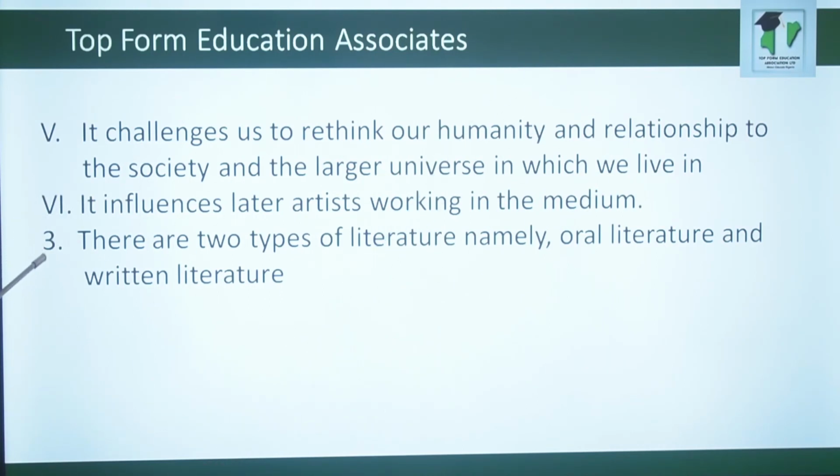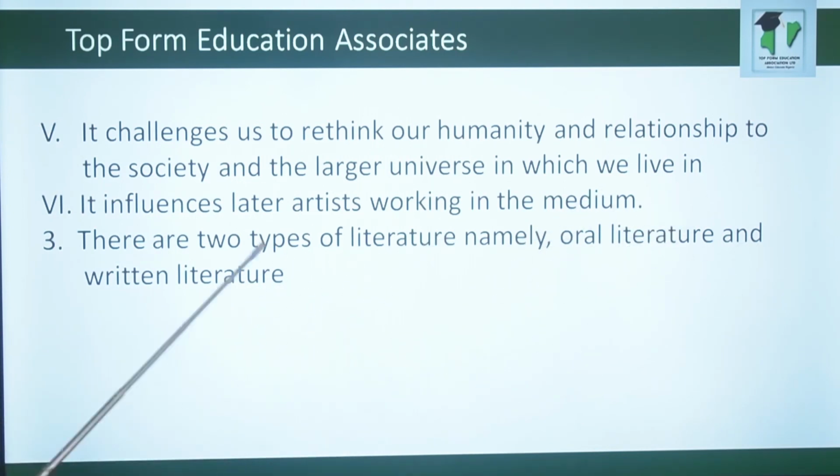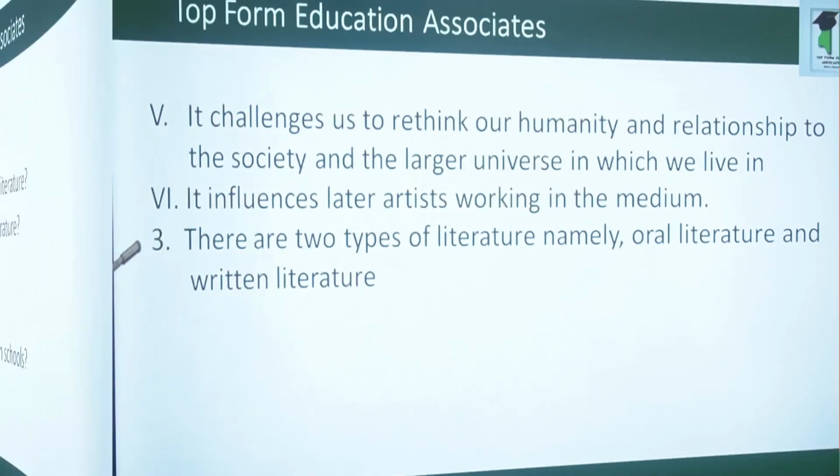Then the third one, the question that says, what are the types of literature? You first of all start by telling us that there are 2 types. So you are correct there. And the 2 types are oral literature and written literature. Very good. You have done excellently well.